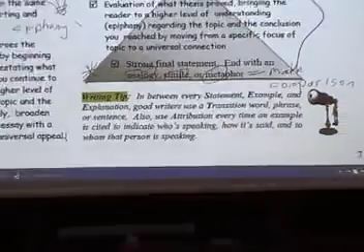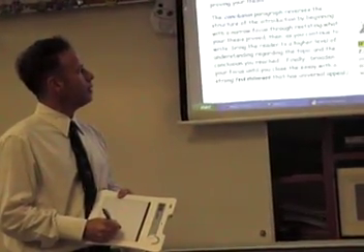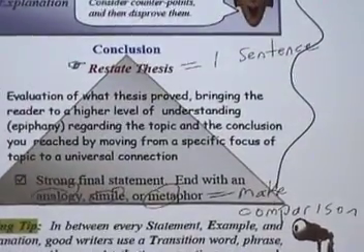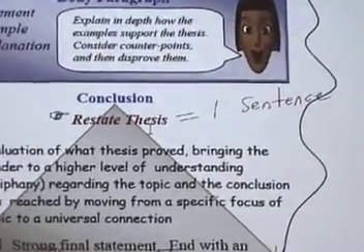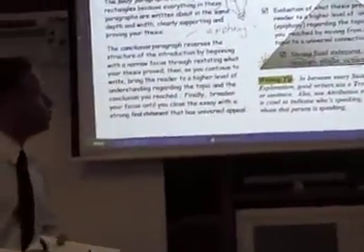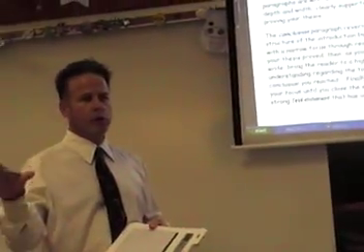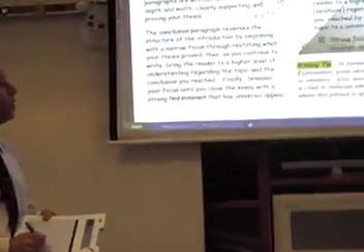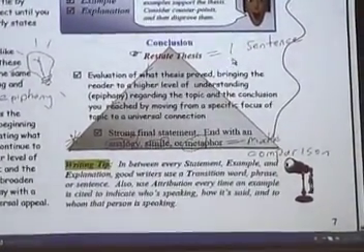Now, how long is your restatement of thesis? How many sentences? Just one. So that's always one sentence. Can it be more? No, never. Your evaluation: if your thesis statement is one sentence, and you're writing on transcendentalism, what's the first thing you're going to talk about as you're moving from the point of your essay towards that universal connection? Are you going to talk about universal or transcendentalism first? Transcendentalism. Okay?